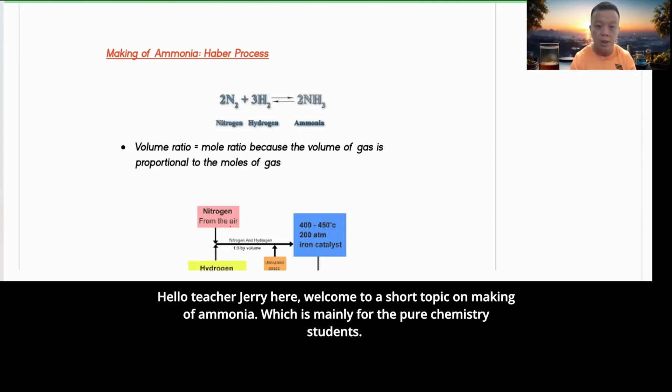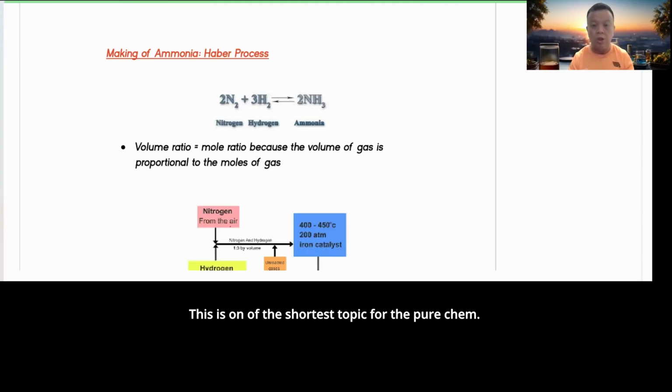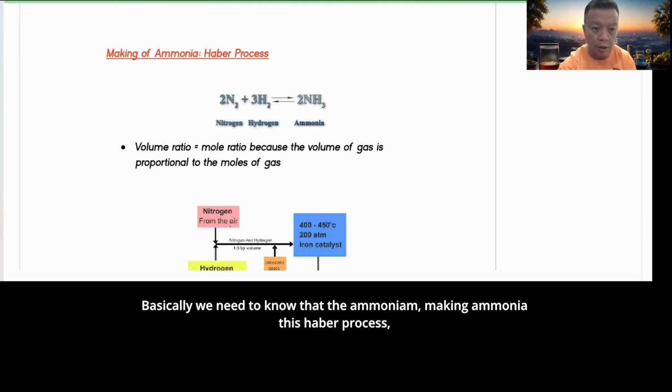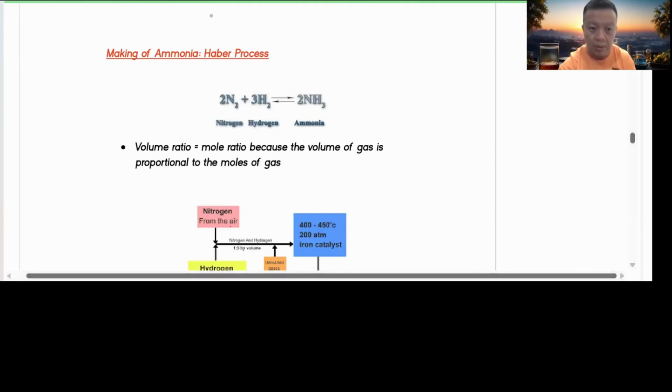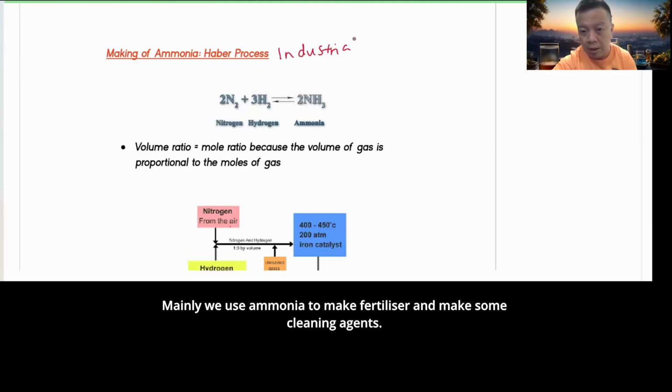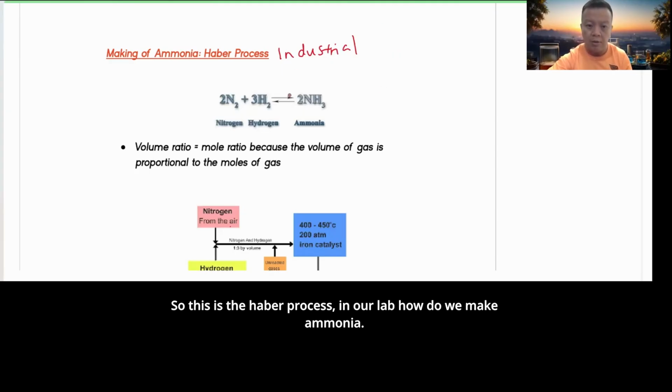This is one of the shortest topics for pure chem. Basically, we need to know that making ammonia, this Haber process, is for industrial use. So you're talking about the large scale making of ammonia. Mainly we use ammonia to make fertilizer and some cleaning reagents. So this is the Haber process.